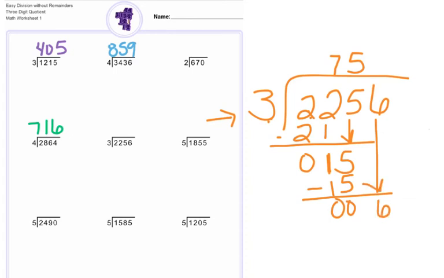And we know that 3 can go into 6 2 times, because 2 times 3 is equal to 6, and 6 minus 6 is 0, and you have no remainder. And your answer, or your quotient, is 752.